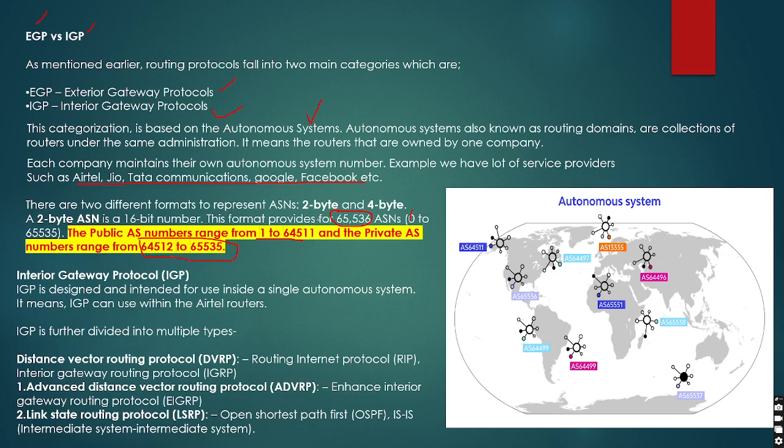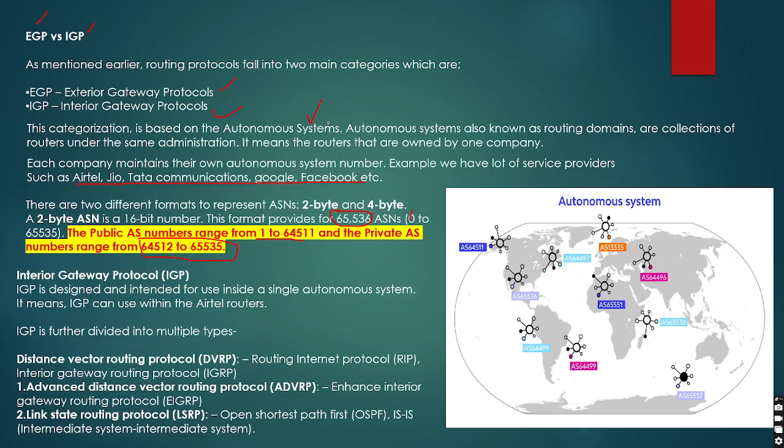Suppose the Tungabhadra network is there. My branches are in Karnool and Hyderabad. To represent my company and my network in the routing domain, I should have an autonomous system number. Service providers like Jio, Airtel, and your local broadband connections also have autonomous system numbers. So it is a logical representation in the routing domain.